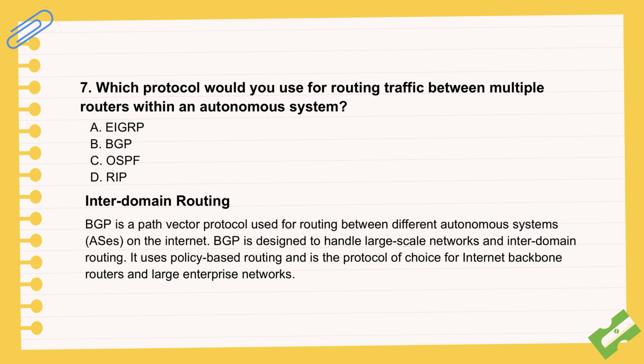Okay, question 7. This one seems interesting and asks, which protocol routes traffic between multiple routers within an autonomous system? Options are EIGRP, BGP, OSPF, RIP. The answer given is BGP, but hang on. Yeah, I see where you're going.